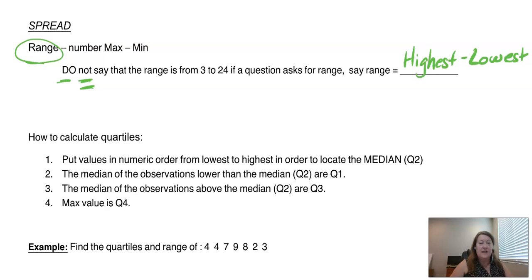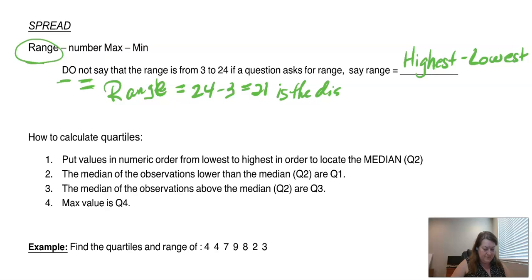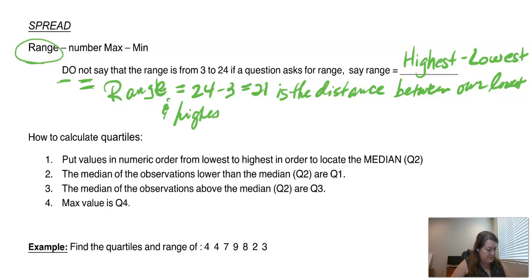So you're basically saying my numbers span a distance of 12, or whatever it is. So we're going to do range for this one. Range is equal to 24 minus 3, which is 21. So 21 is the distance between our lowest and highest values.